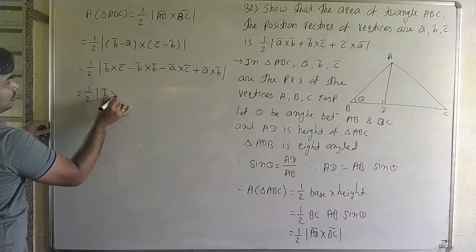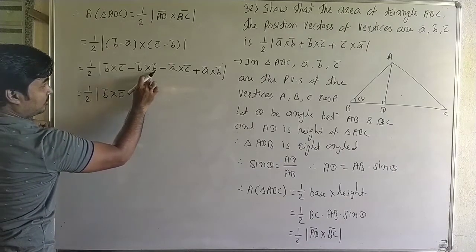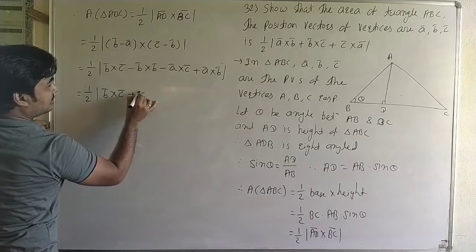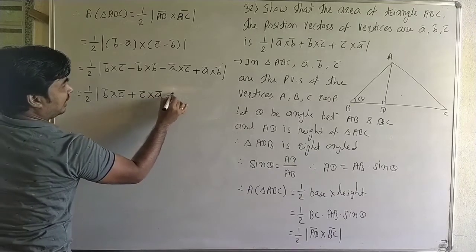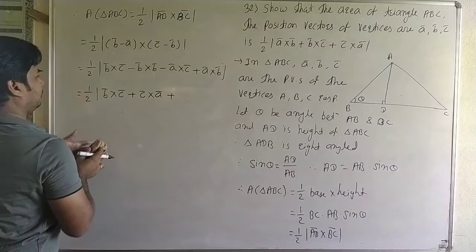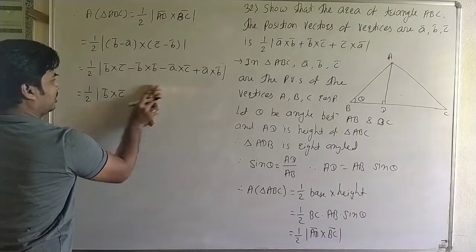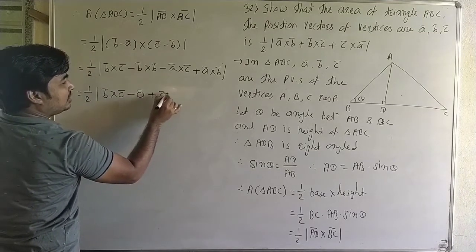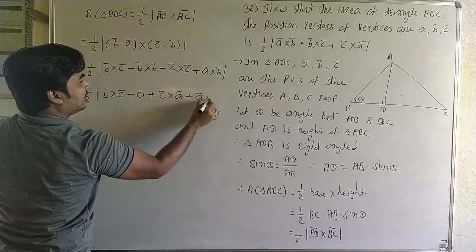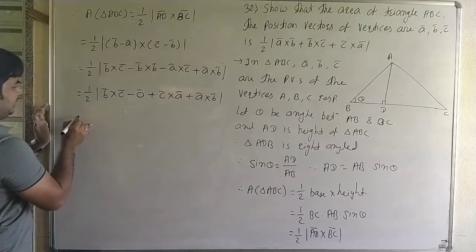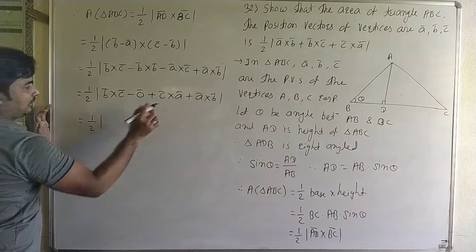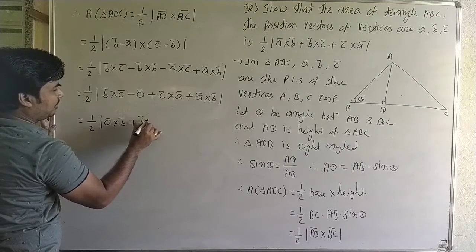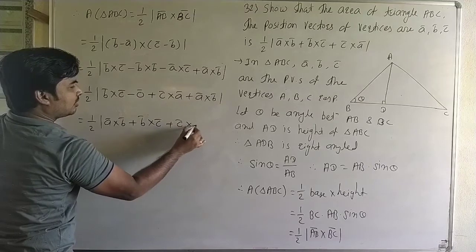Here B bar cross B bar, cross product of the same vector, is 0 bar, and minus A bar cross C bar is plus C bar cross A bar. We can write the 0 bar in this step, though it is not necessary: minus 0 bar plus C bar cross A bar and plus A bar cross B bar. Then the area is 1/2 magnitude of A bar cross B bar plus B bar cross C bar plus C bar cross A bar.